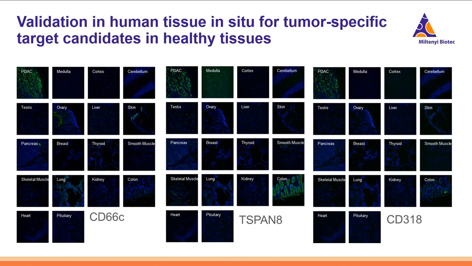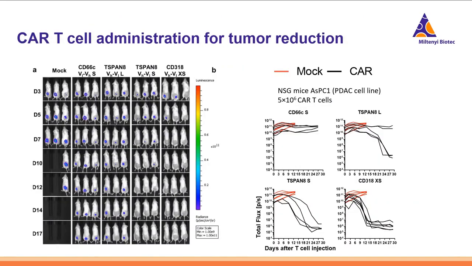So after the selection of the targets of interest, several CAR T cells were generated and administered, and then we looked at the tumor reduction in these different mice. You can see on the left-hand side the bioluminescence and also the tumor size for CD66C, TSPAN8 with different linker lengths, and also CD318 as the target.